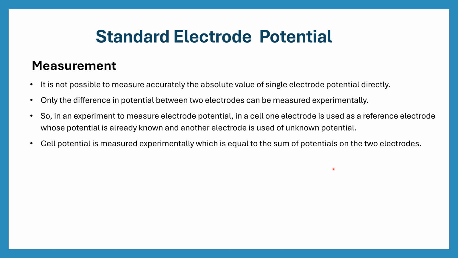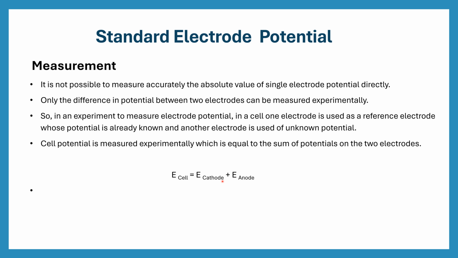When the cell is set up, we measure the overall cell potential, often denoted as E. This measured value is essentially the algebraic sum of the electrode potentials of both electrodes involved in the cell. It is important to note that the cell potential is what we measure directly, and from it we can infer the potential of the unknown electrode using the known potential of the reference electrode.